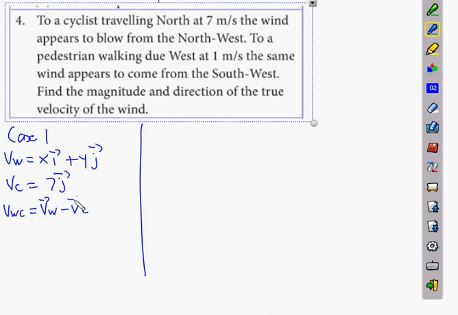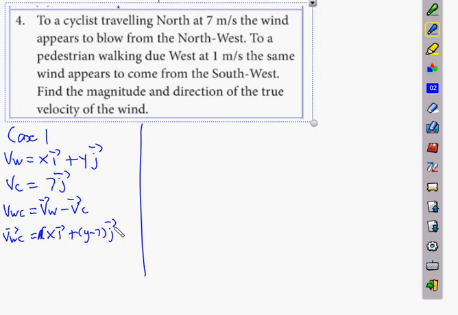Once we've established that, we can say that VWC is x minus 7, or sorry, xi plus y minus 7j.